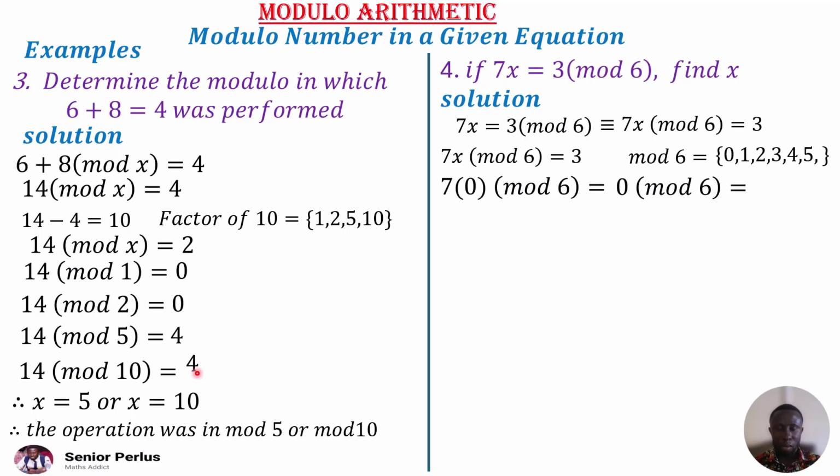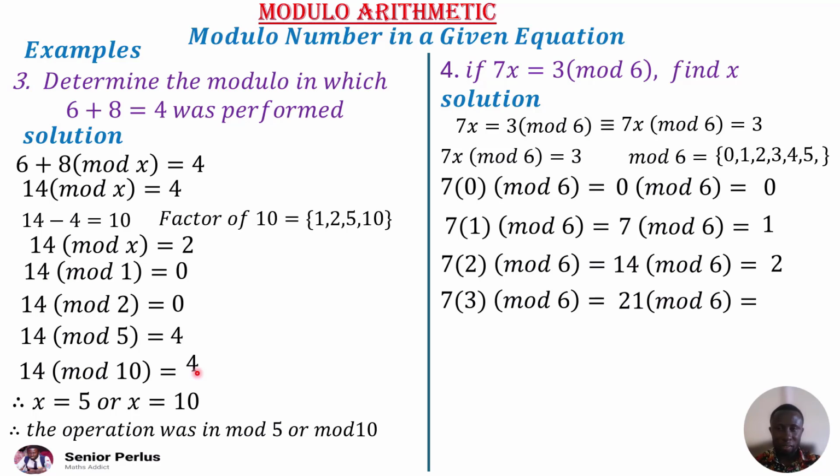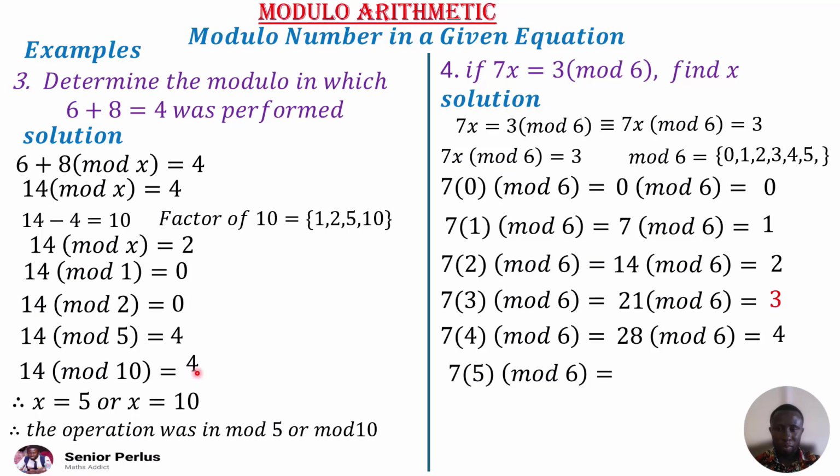So 7 times 0 mod 6, that is 0 mod 6, which is 0. 7 times 1 mod 6, that's 7 mod 6, the remainder is 1. 7 times 2 mod 6, 14 mod 6, the remainder is 2. 7 times 3 mod 6, 21 mod 6, solve it, the remainder is 3. Then we continue with the rest, each mod 6, and those are the remainders.